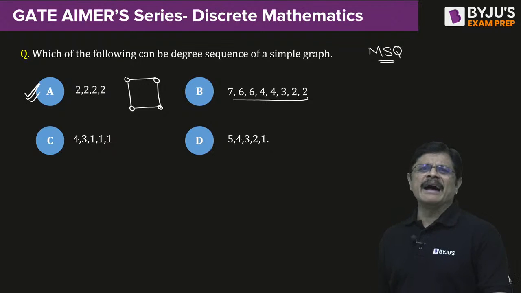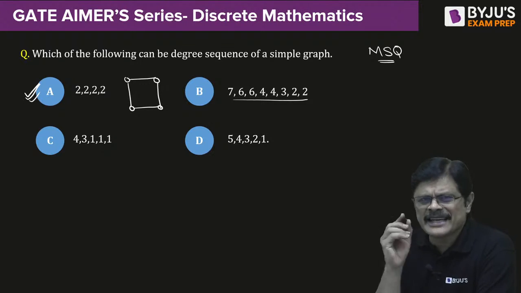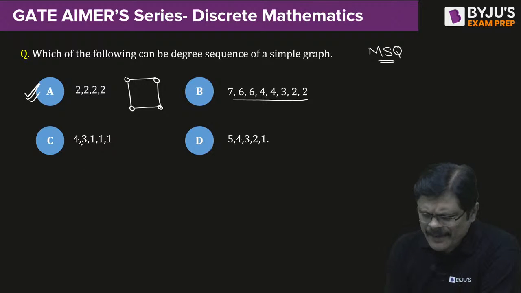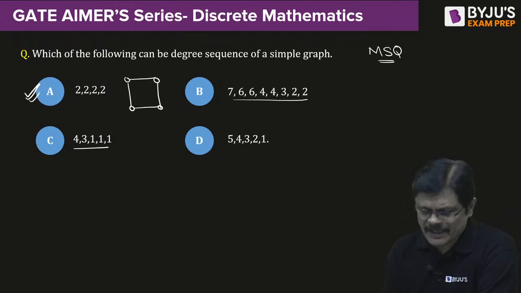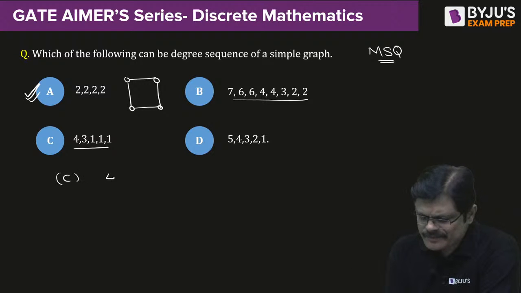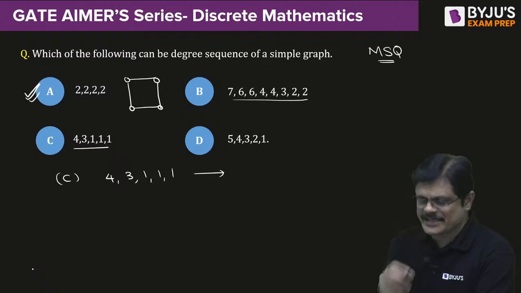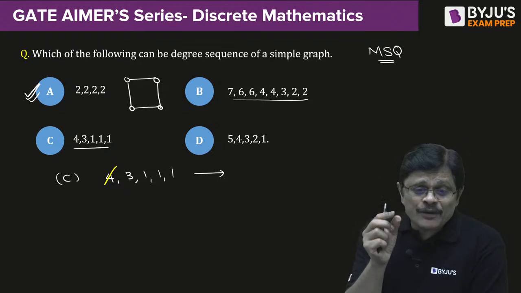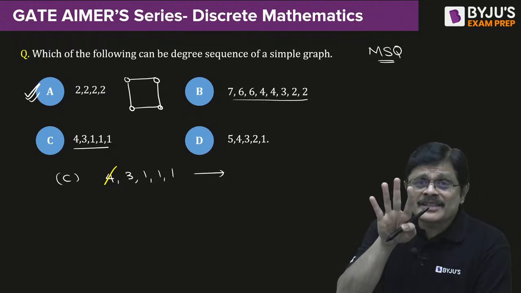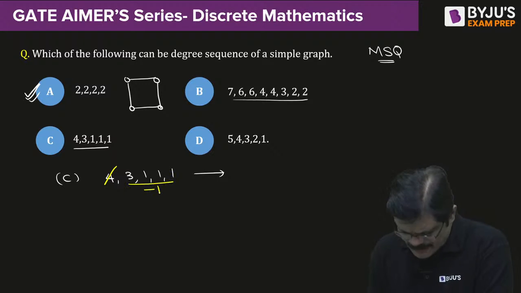Let us use the Havel-Hakimi procedure. Those who know, fine. If you do not know, I'll explain with this example. Follow this. Maybe I'll explain with C, it is easier to get the idea. Then we'll go for B. So let me take the C example first: 4, 3, 1, 1, 1. What is the highest degree vertex in this? The highest degree vertex is 4. Remove this highest degree. From the remaining 4 degrees, you subtract 1, my dear friends.